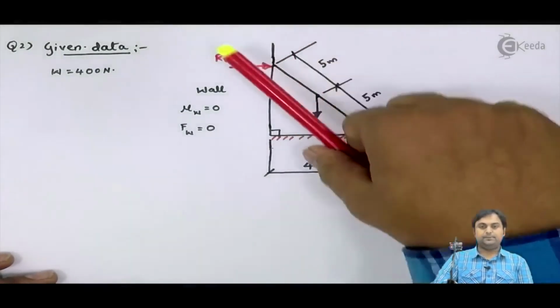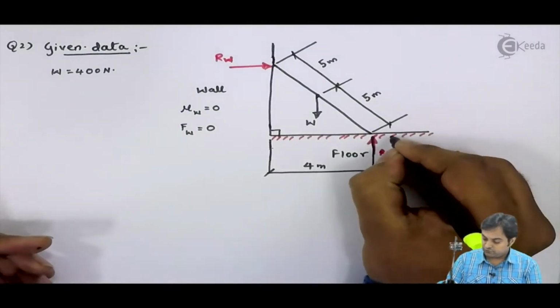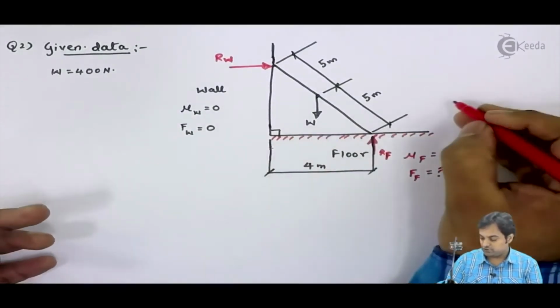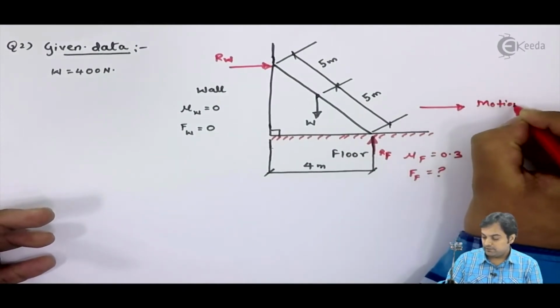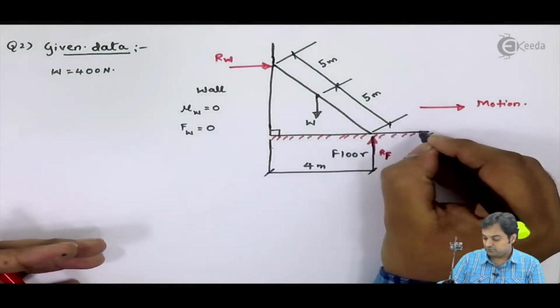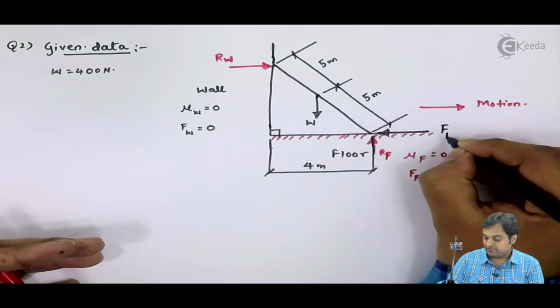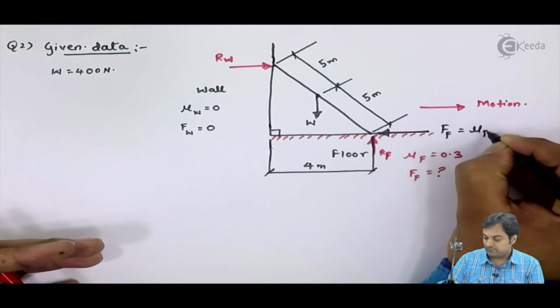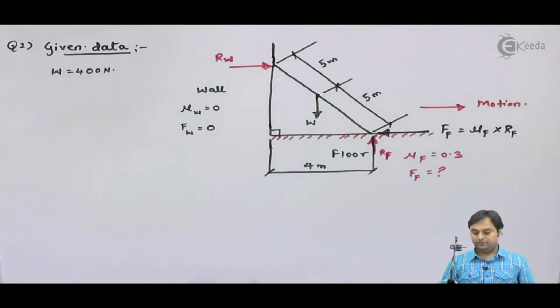The ladder will try to slip because of its weight towards the left, but friction force would try to prevent it, so I can show the motion here. Motion of the ladder is towards left, and opposite to motion there will be friction force. So friction force would try to keep the ladder in its original position, that is F suffix F is equal to mu into RF. Now this is the condition which we have in front of us.